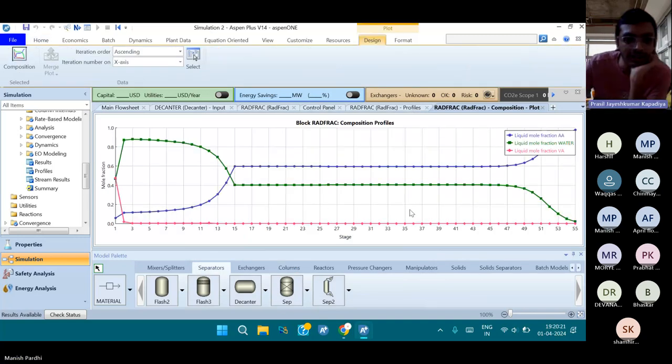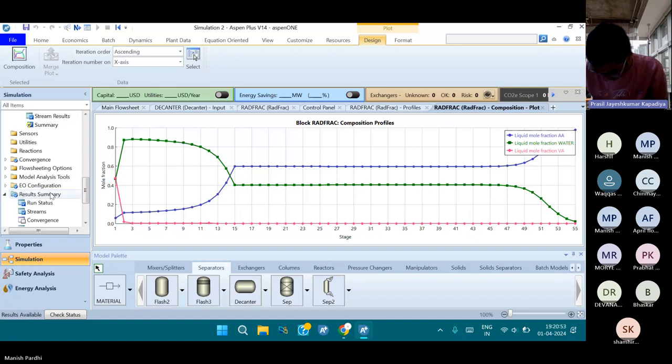Here we are getting a straight line. This is the problem. These stages are not useful because nothing is happening here. From 15 to 47, you can see that the concentration profile is flat for all three, and then it suddenly decreases near the top or bottom section. Okay, let's perform sensitivity analysis. I guess 55 stages are not required then.